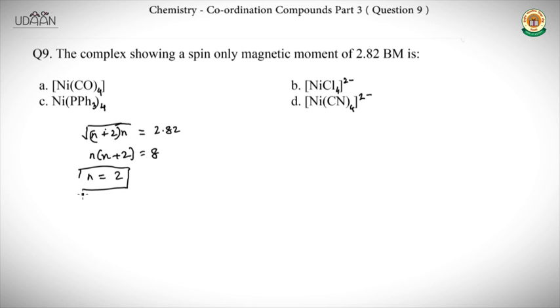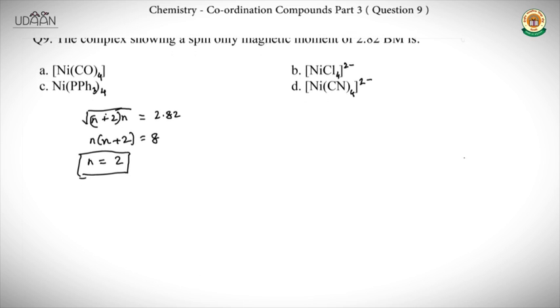So we have to find the metal which has 2 unpaired electrons out of these options. The first option is Ni0, which has 3d8 4s2. But it has a strong field ligand, a very strong field ligand, the CO group attached to it, so it will have 3d10 and 0 unpaired electrons. So this is not the answer.